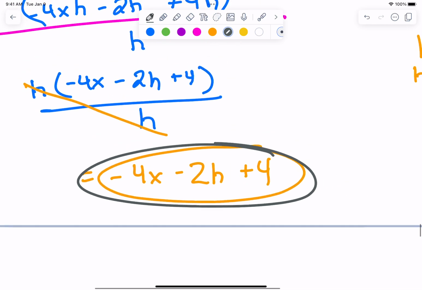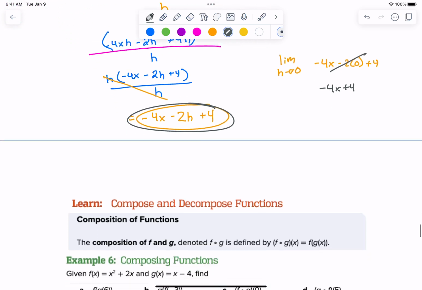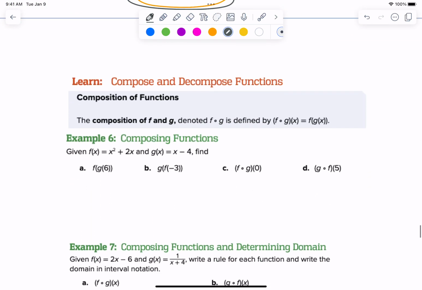Got it? That's the difference quotient. Something called the difference quotient. Can us calc kids just do the power rule? Would that work every time? No, because you're not finding the derivative. You're just doing the difference quotient. It's the same thing though. Okay, moving on.